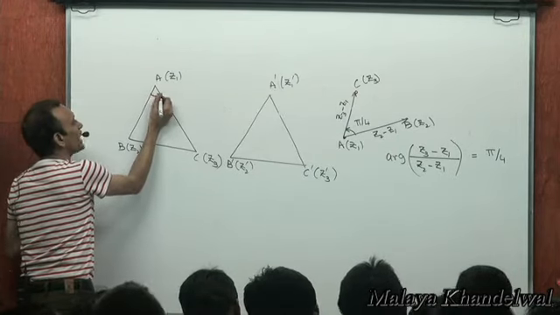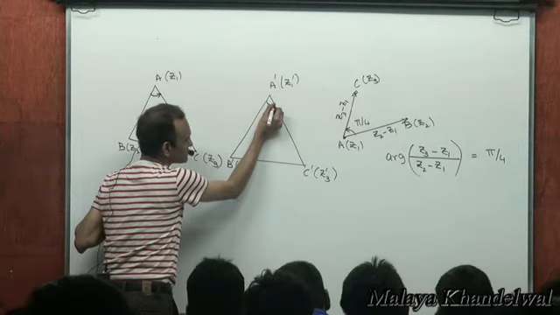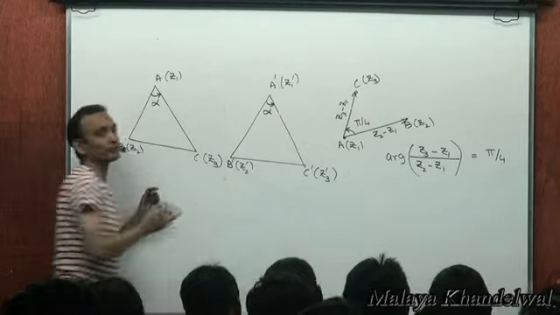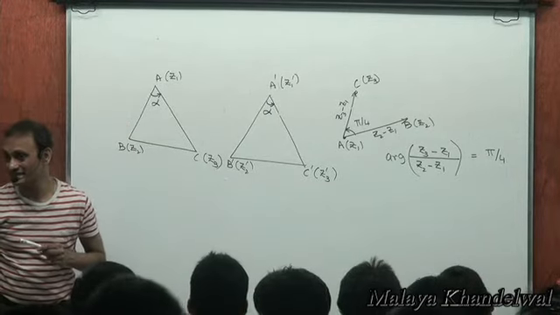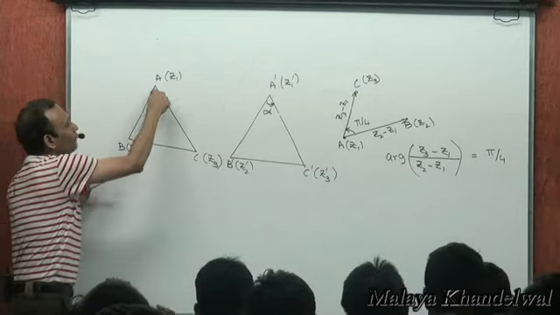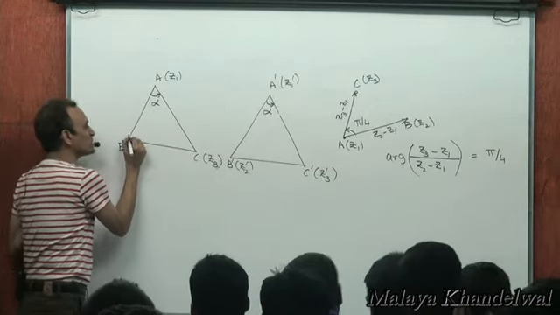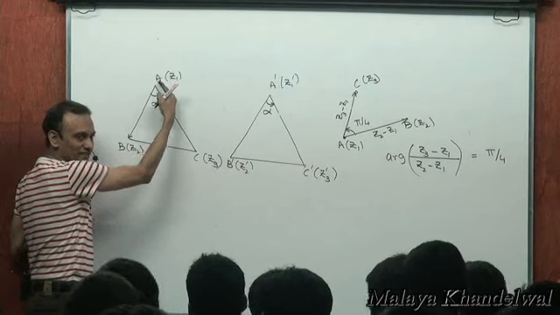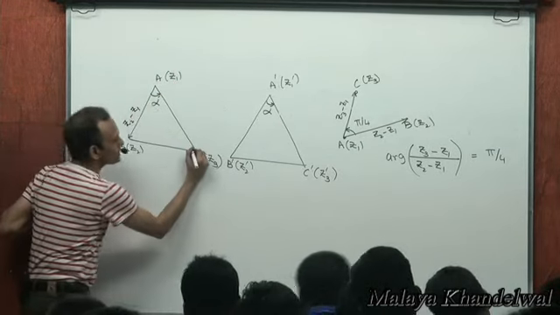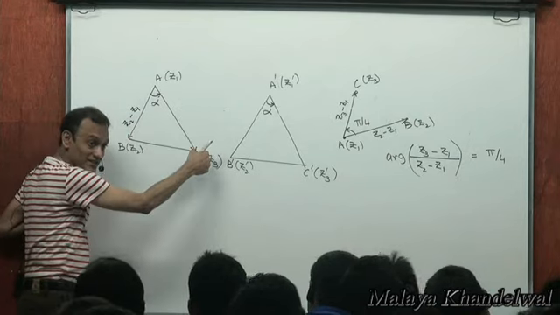Suppose this angle is the same as this angle. Suppose this angle is alpha and this is also alpha. How do we represent that this angle is equal to this angle? Now, how would this angle be obtained? What is this vector? This vector is Z2 minus Z1. What is this vector? Z3 minus Z1.